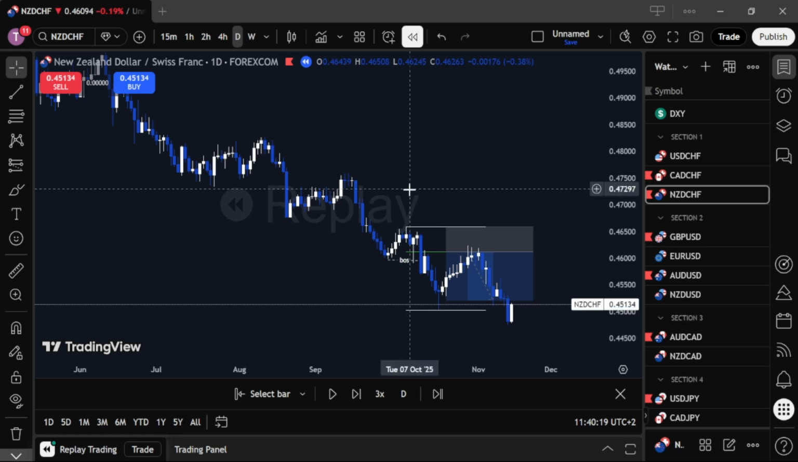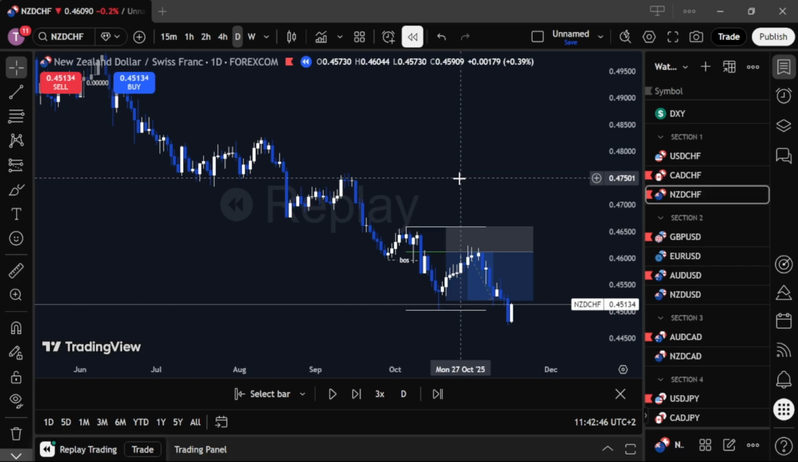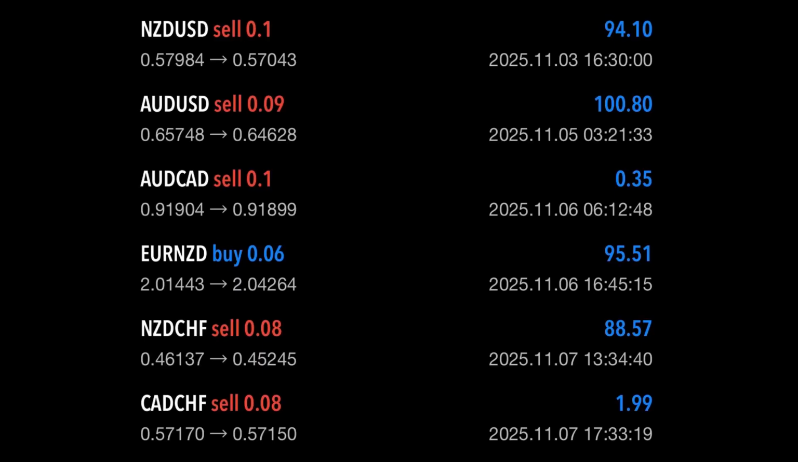So this is how I basically trade. I'm a swing trader. So my trades take a very long time to hit TP. So you're gonna need a lot of patience. You need to be very, very patient when it comes to swing trading. So here is my P&L for all the trades that I took.